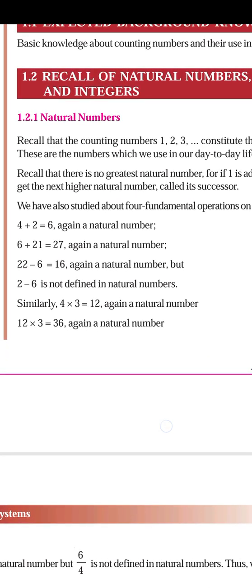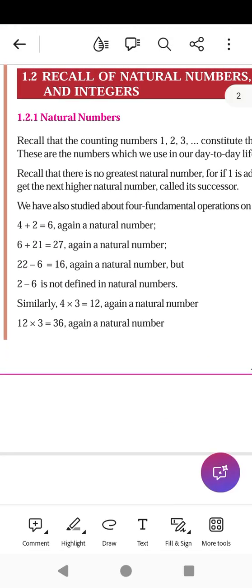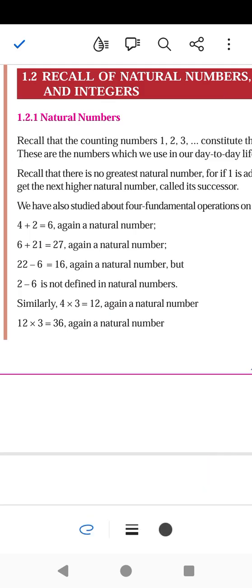For instance, let's say 2 minus 1. When you want to subtract 2 minus 6, it is now undefined in the set of natural numbers. So there are other numbers that can cover this. Now, the set of natural numbers, the symbol in math is sometimes N, right? The set of natural numbers is just N.